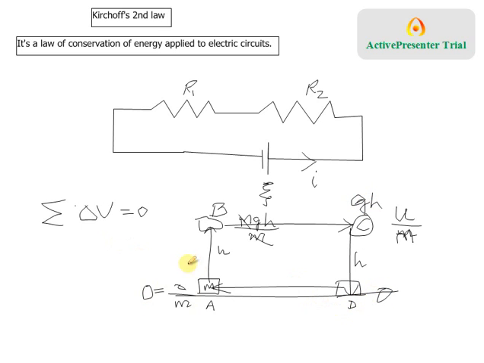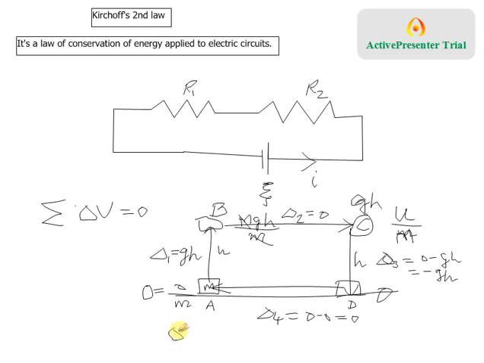Now let us see the change in potential from A to B, B to C, C to D and D to A. Let us call the first change delta 1. It is final minus initial, so gh minus 0 is gh. Delta 2 is gh minus gh, so it is 0. Delta 3 is 0 minus gh, so it is minus gh. And delta 4 is 0 minus 0, which is 0.